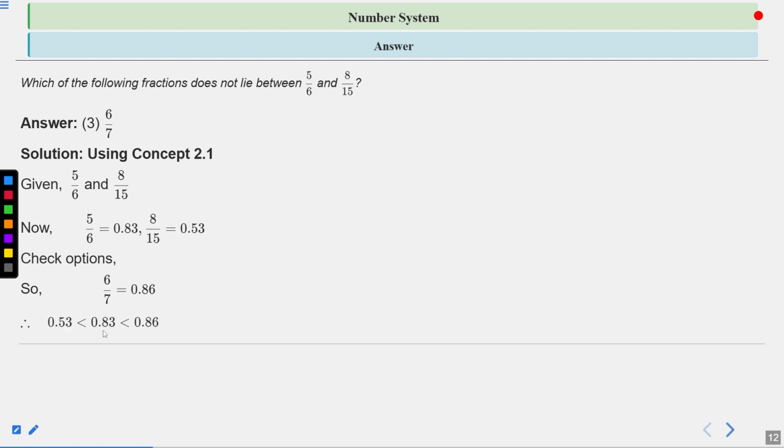So we can say that 6 by 7 is the correct answer of this question. Third one is the correct. Next one.